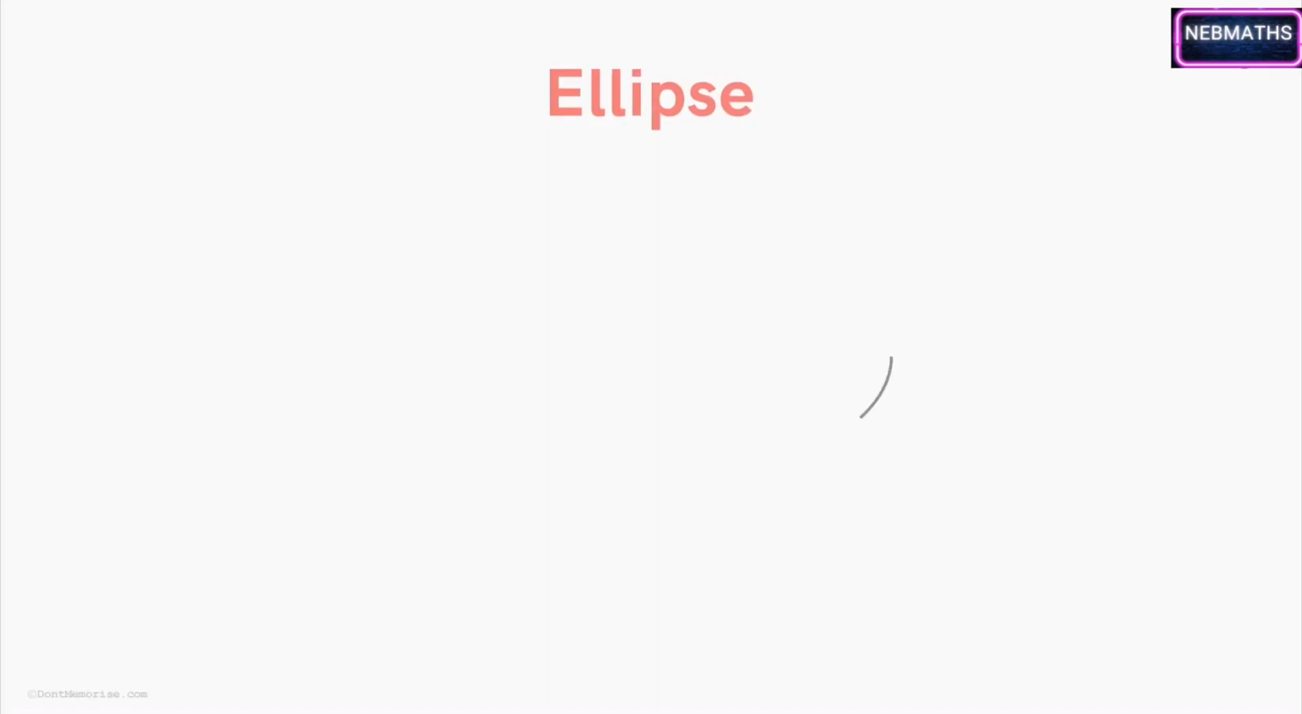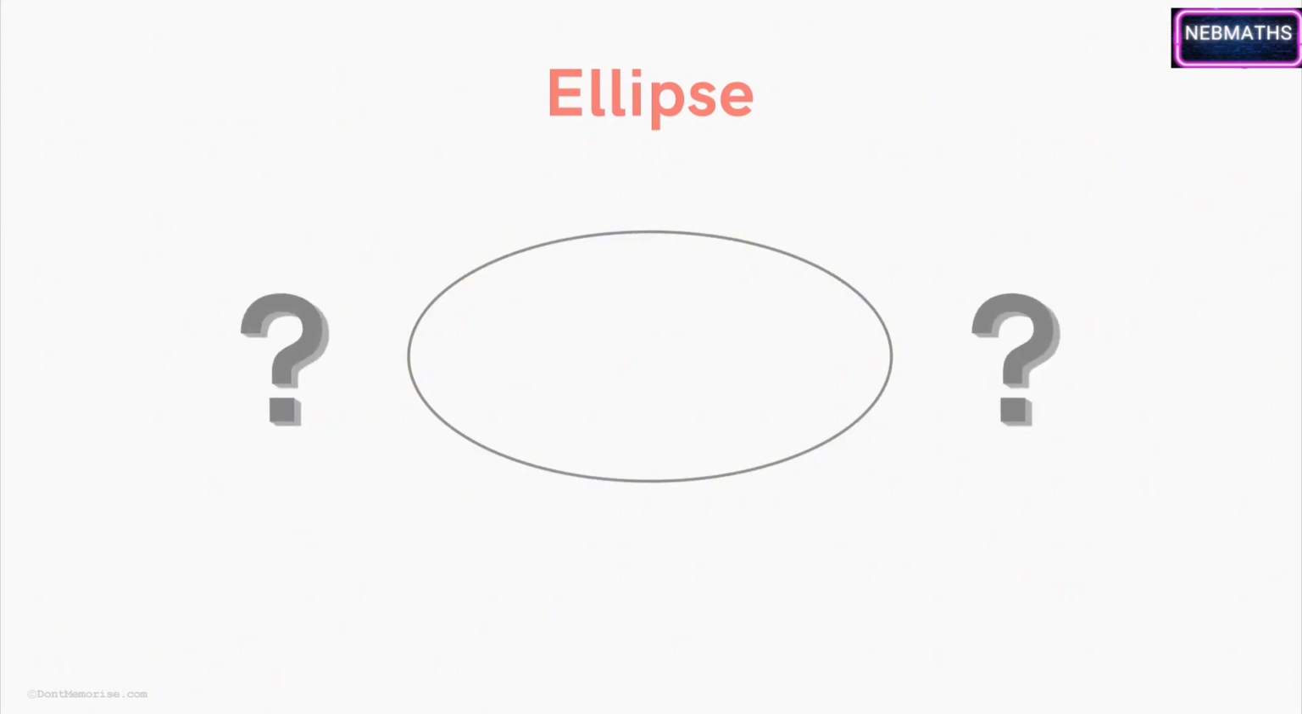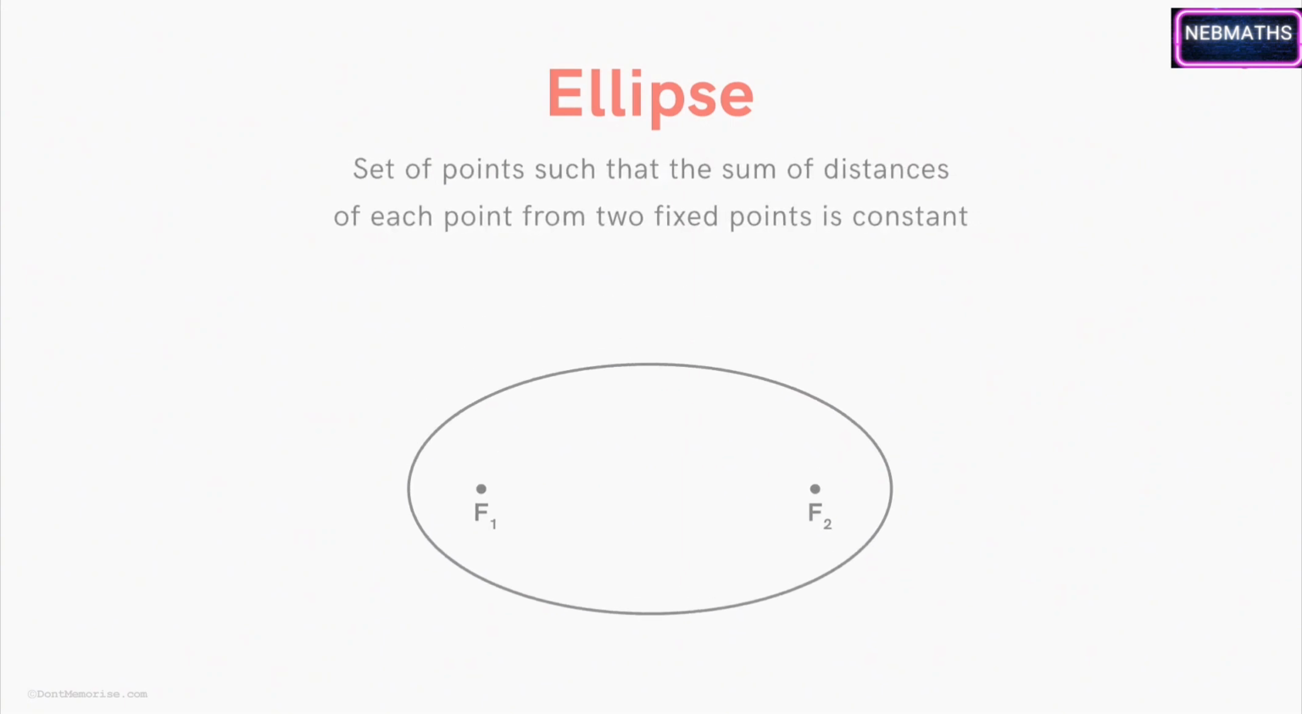We're quite familiar with the shape ellipse. Can you tell me what an ellipse is? Right. If we have two fixed points, then an ellipse is the set of points such that the sum of their distances from these two fixed points is constant. These two fixed points are called the foci of the ellipse.